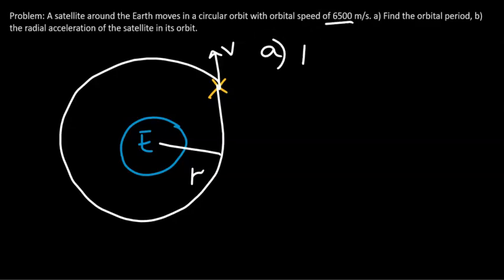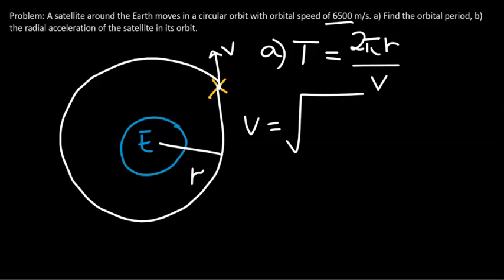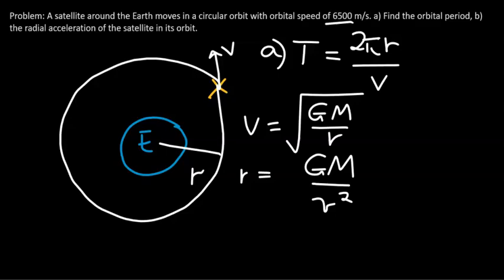So let's do part A. The orbital period is given by the total distance the satellite travels as it makes one revolution, which is the circumference of that orbit, 2 pi times the radius of that circular orbit, divided by the orbital speed. And from the previous equation, we know that the orbital speed is related to the orbital distance by this equation, which we can use to get the orbital distance as quite simply G, the mass of the Earth, over the square of the orbital speed.